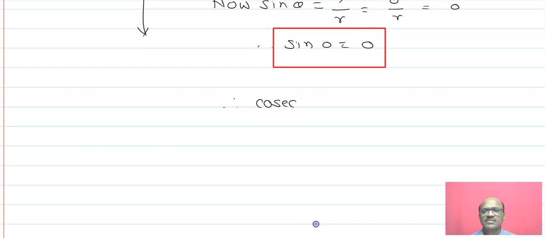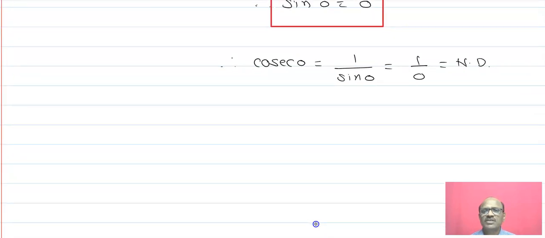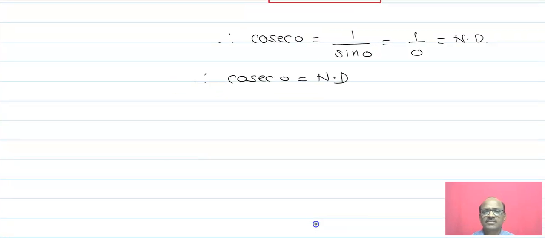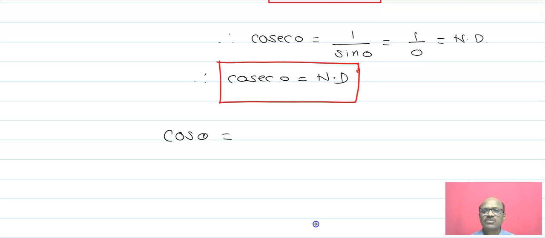Now next, the reciprocal of sin is cosec. Cosec 0 means 1 upon sin 0. That is 1 upon 0, which is not defined. Therefore, cosec 0 is not defined. Sin 0 is 0 and cosec 0 is not defined.